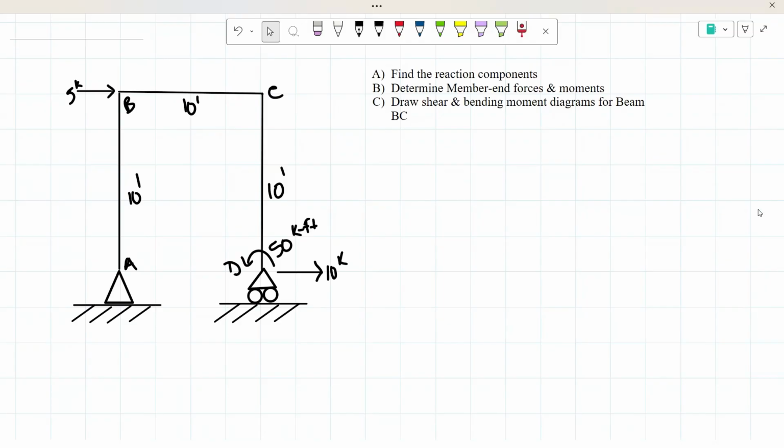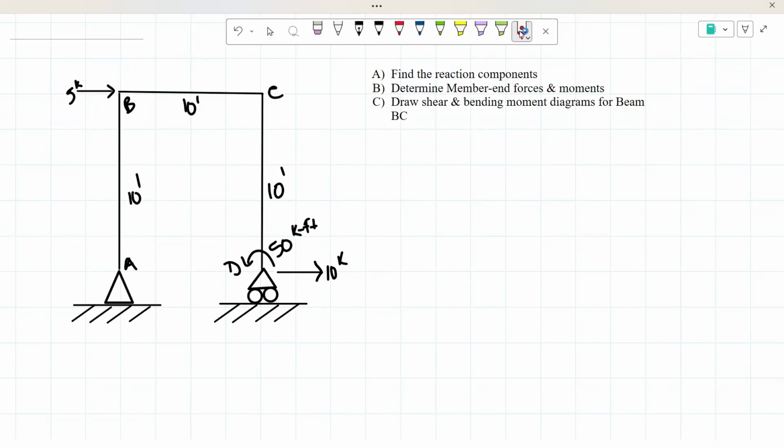So looking at our figure that I drew, in this example we have a pin support and a roller support. As you could see, our pin support is right here and our roller support is right here. And some forces that are already acting on this structure are 10 kips right here, a moment of 50 kip feet, and 5 kips up here in the corner.